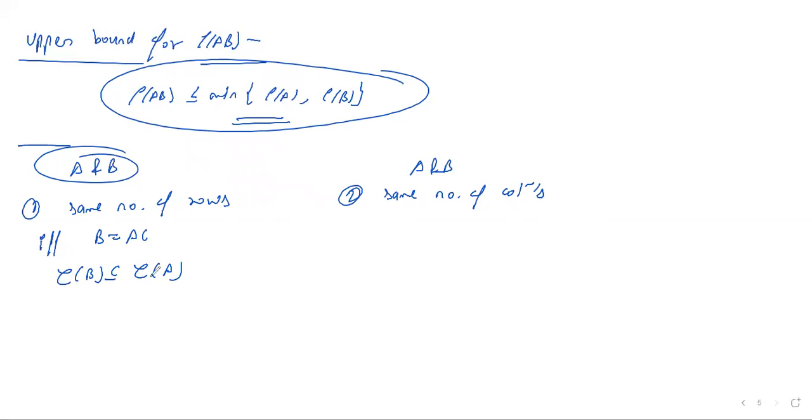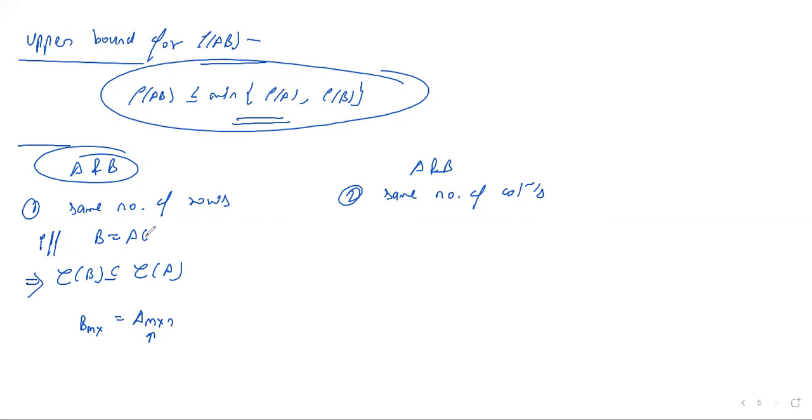Okay, let's see how I can write this. As we have seen, we have the condition that they have the same number of rows. So let's say I have this matrix A of m cross n, and I have m rows here. As B also has m rows, I would write here like this.